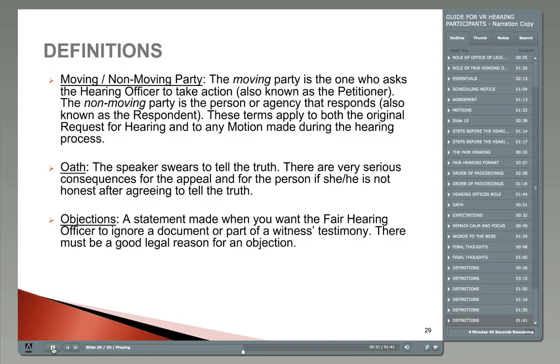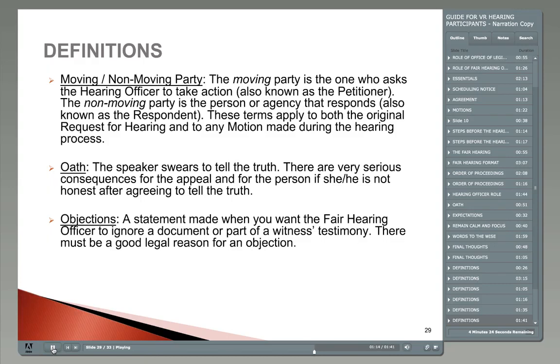We talked about oaths a little bit before. The speaker swears to tell the truth. Very serious consequences for the appeal and for the person if he or she is not honest after agreeing to tell the truth. So important that you remember. And again, if there's a religious objection to oaths, oftentimes one is asked to affirm. They are legally considered the same thing.